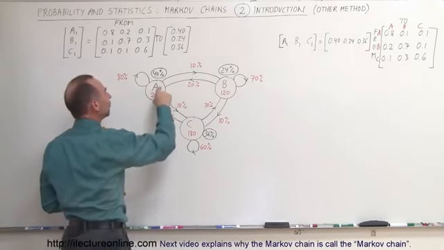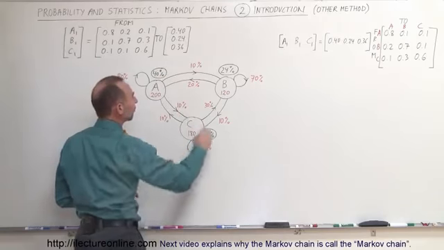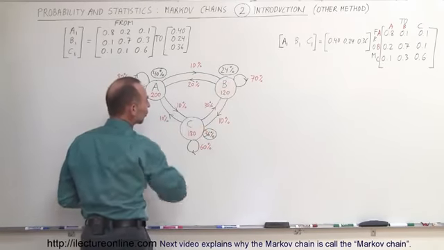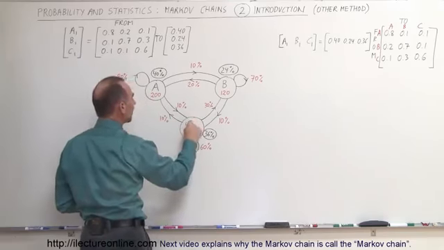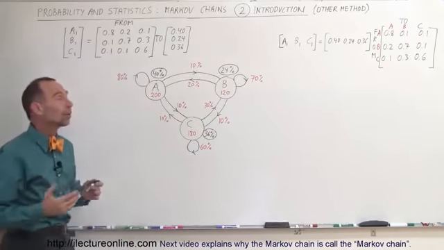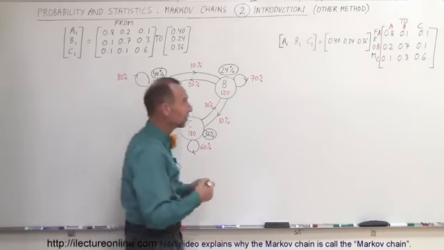At the same time, from A, 10% will go to B, and 10% will go to C. From store B, 20% will go to A, and 10% will go to C, and from store C, 10% will go to A, and 30% will go to B. So what will be the number of customers in the store the following week? We'll go ahead and work out the matrix.